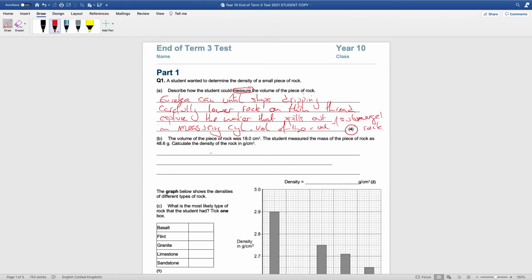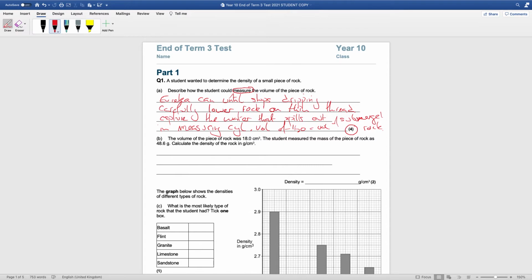Now, this is a classic 4-mark or 6-mark question. So it's not about making 4 points so much as giving a working method with enough detail. So this is all you need.